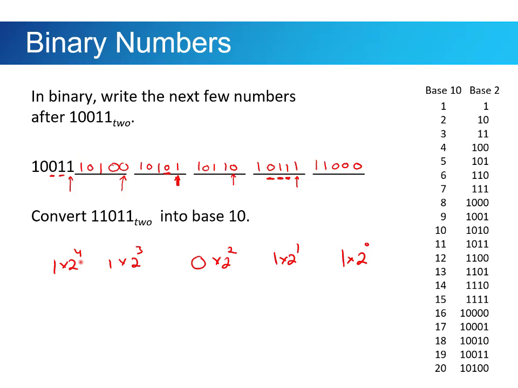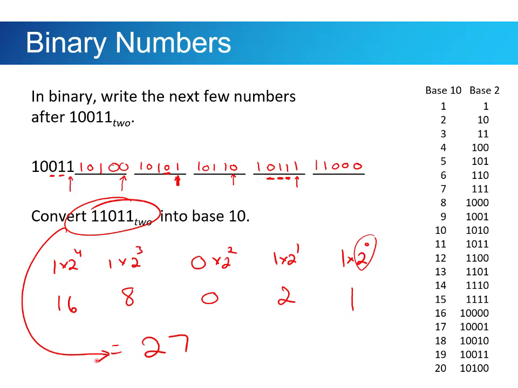And so we get, 2 to the fourth is 16. 1 times 2 cubed is 8, so that becomes 8. 0 times anything is 0. 1 times 2 is 2, and then 1 times 1. Remember, 2 to the 0 is 1, so I get a 1 there. And when I add all these together, I get 27. So there is our base 2 representation of the number 27.